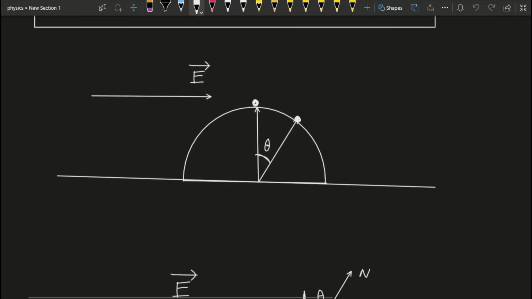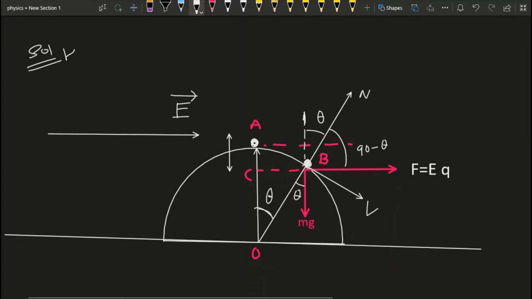I will show you the schematic diagram for the problem. So this is the diagram for the problem. You can clearly see here the electric field is acting in the positive x direction. This is the positive x direction and this is the negative x direction. The electric field acting in the positive x direction will definitely exert some force on the disk, because the disk is positively charged.